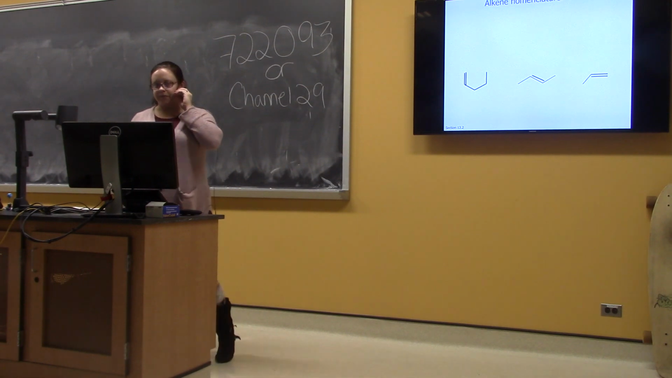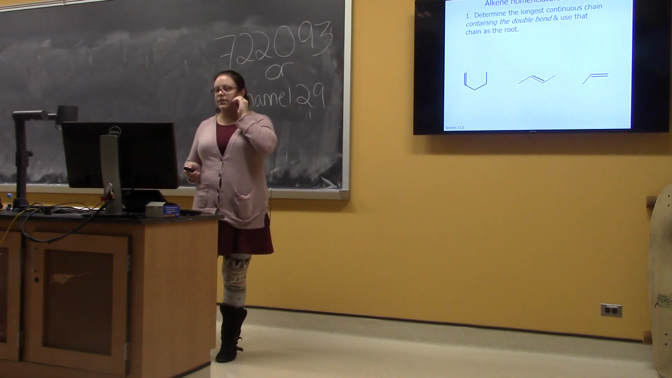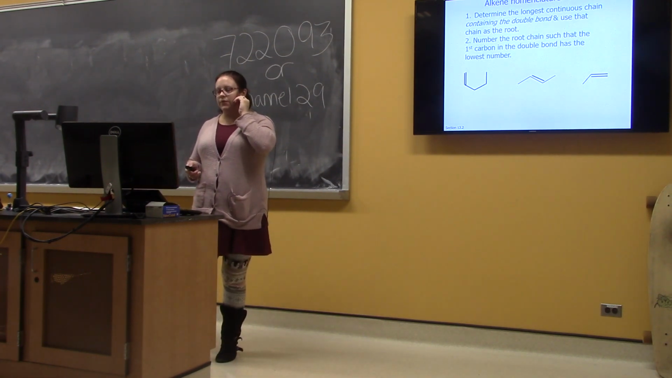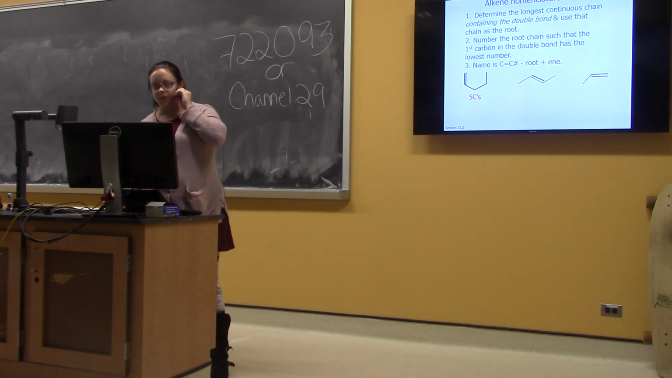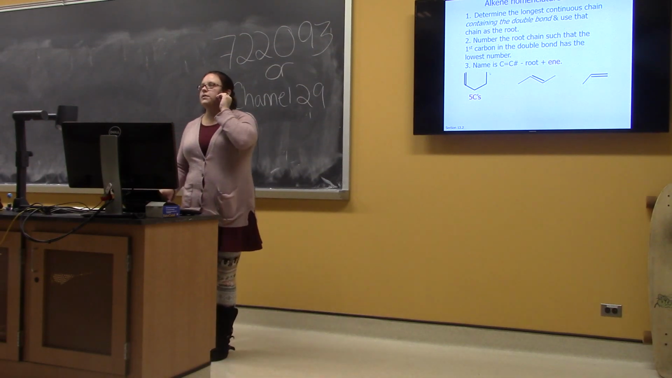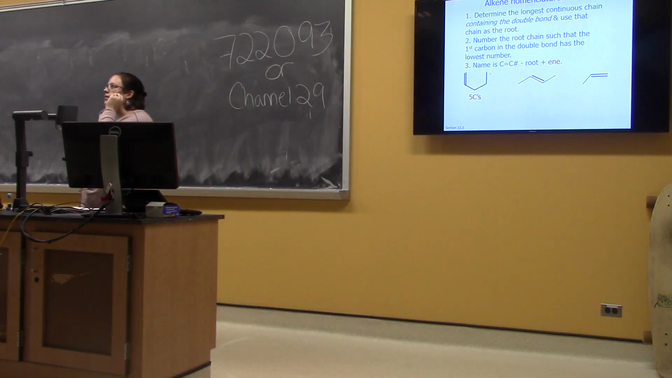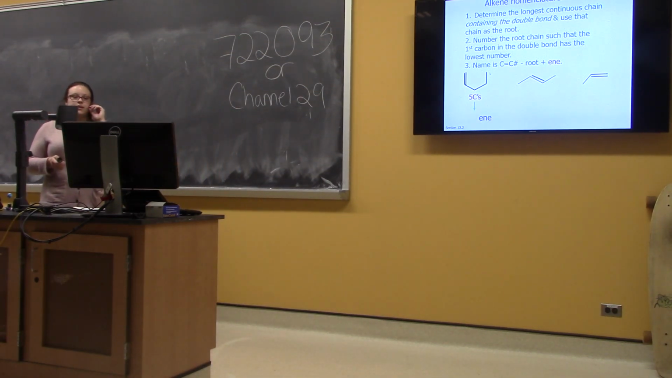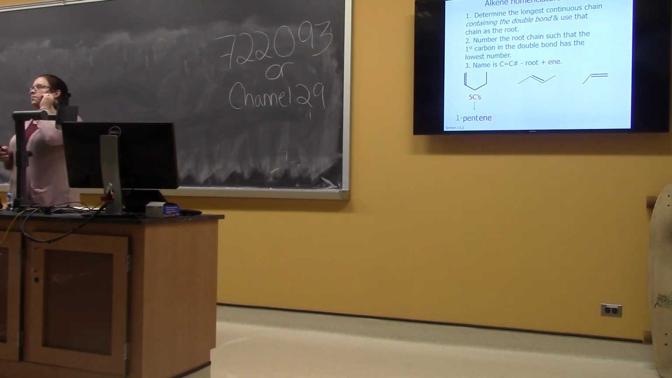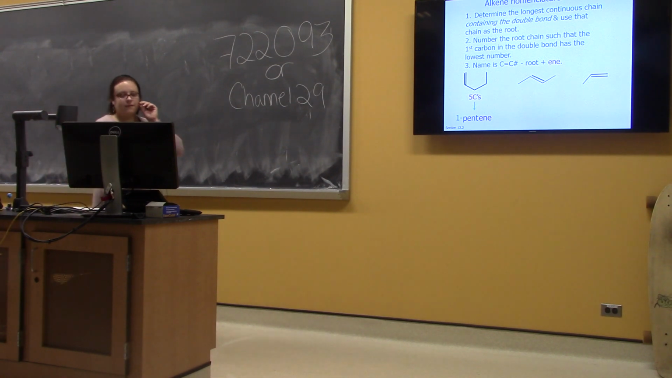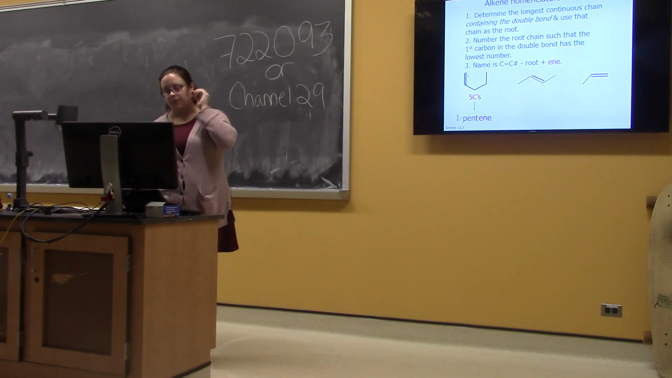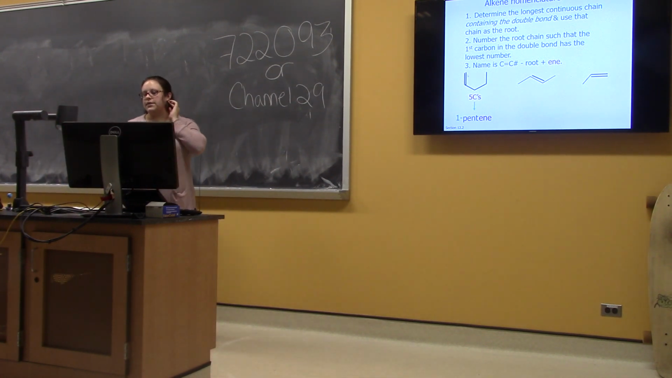Okay, so let's look at some other examples. So for instance, if we look at the first one, again, 1, 2, 3, 4, 5 carbons, but notice now that we moved our double bond. So while this is still a pentene, we now have to call this one 1-pentene because our double bond starts at that first carbon in our chain. So how many carbons do you guys see in the middle one?